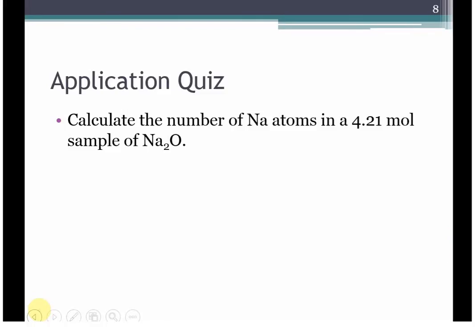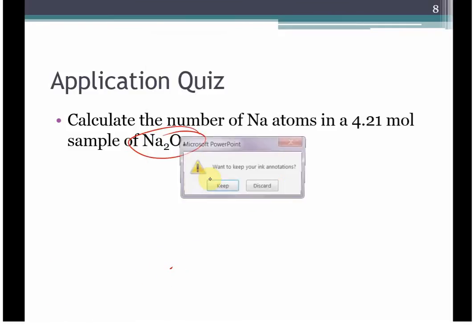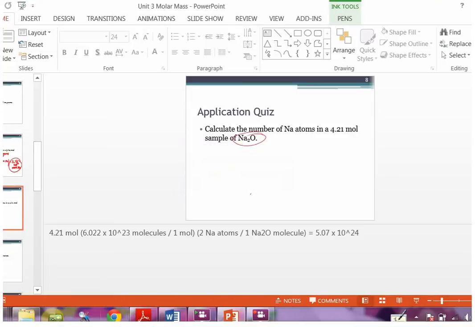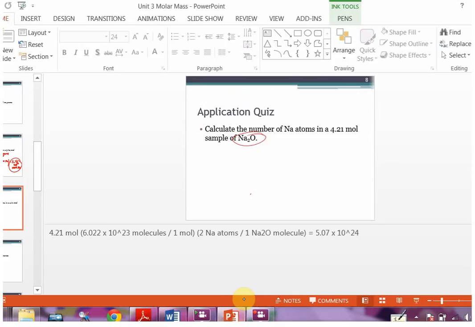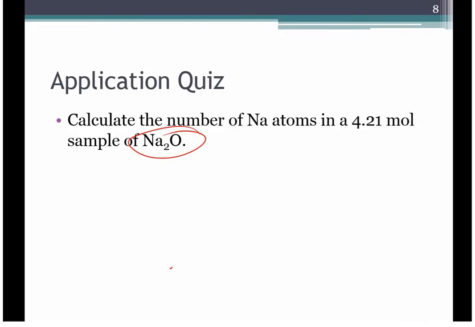Calculate the number of sodium atoms in a 4.21 mole sample of sodium oxide. Now, guys, sodium oxide isn't an atom. It's a compound, it's a molecule. So we can't go from moles to atoms here. We have to go from moles to molecules, and we're going to do that using Avogadro's number. And then we're going to go from molecules to atoms using the formula. It's usually easier than what people want to assume.